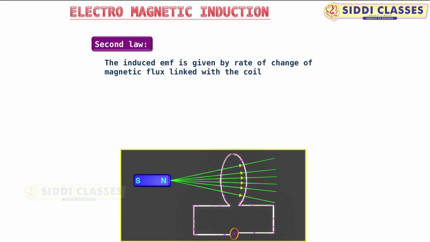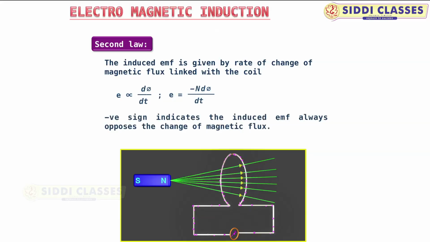That means the induced EMF is directly proportional to dΦ by dt, or we can write the induced EMF E equals minus N dΦ by dt, where capital N is the number of turns in the coil, dΦ is the change in magnetic flux cut by the coil, and dt is the time interval. And this negative sign indicates the induced EMF always opposes the change in magnetic flux.